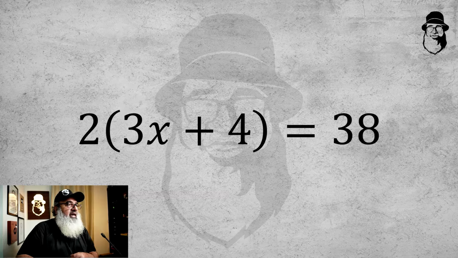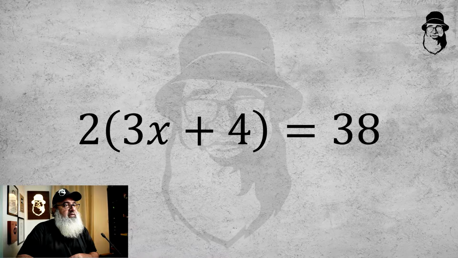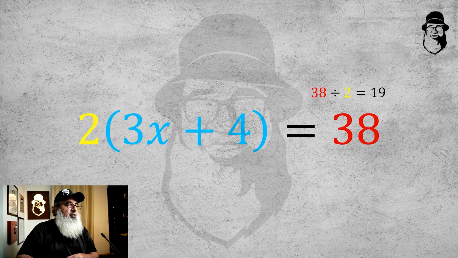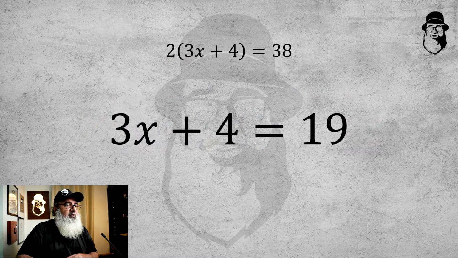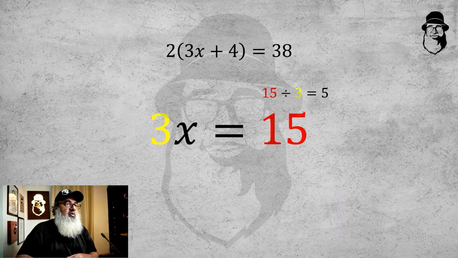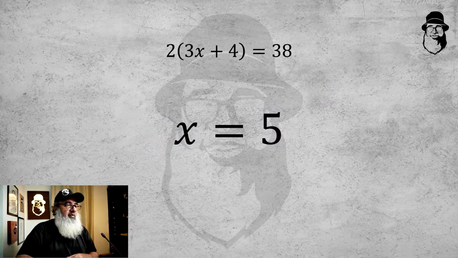To solve 2 times (3x plus 4) is equal to 38, the bracket here tells us that 3x plus 4 is being multiplied by the number outside the bracket, which is 2. So the left hand side is a product and we begin by dividing 38 by 2. This gives us 3x plus 4 is equal to 19, which is now a two-step equation. So 19 minus 4 is equal to 15 and 15 divided by 3 is equal to 5.